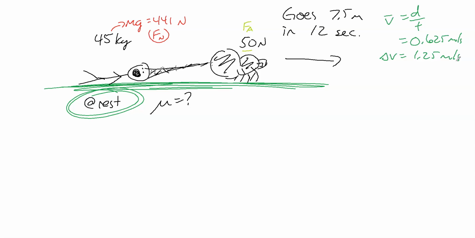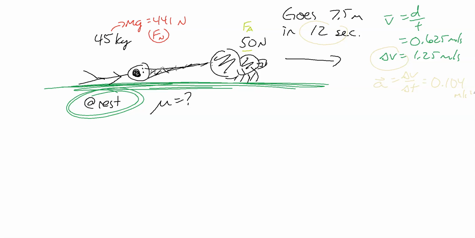Again, more basic kinematics. I've got my change in v, and I've got my time, so I can find my acceleration. If I take that 1.25 divided by the 12 seconds, I've got an acceleration of 0.104 meters per second squared. So I've got an acceleration of just over 0.1. All right, that's just kinematics stuff. And I've got my acceleration, which means now I can connect it to my dynamics stuff.